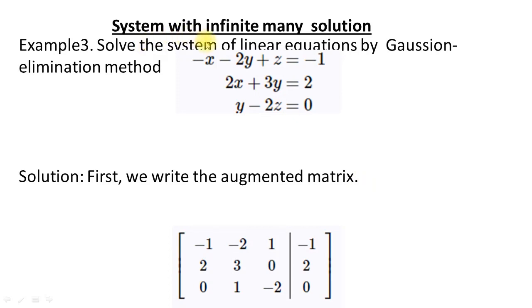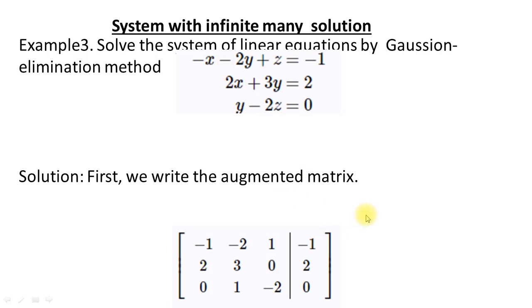Now, system with infinitely many solutions. We have a system of 3 equations: minus x minus 2y plus z is equal to minus 1, 2x plus 3y is equal to 2, and y minus 2z is equal to 0. First of all, write the augmented matrix of this system. This is the augmented matrix, this is the coefficient matrix, and this is the constant matrix, the constants of the system of equations which lie on the right hand side of the system.